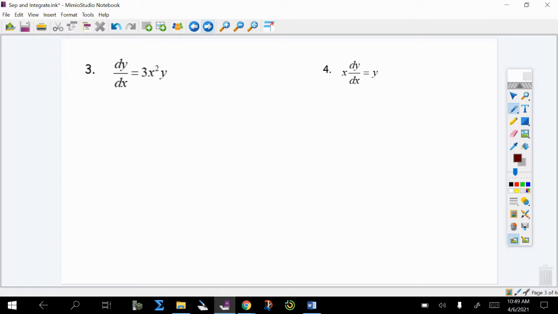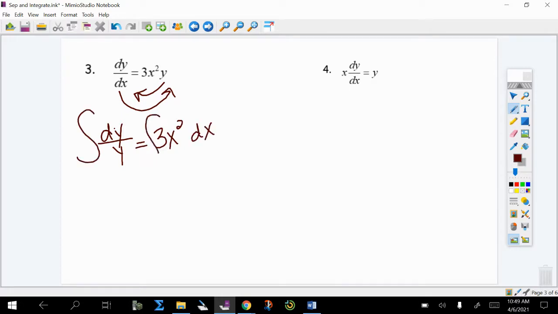All right, so the next one is actually really similar. I'm going to divide by y on this side, and I'm going to multiply by dx on this side. So I'm going to have dy over y equals 3x squared dx. We have separated, so now we integrate. Usually on a free response, you get 1 point just for separating, even if you have absolutely no idea how to integrate it. The integral of the y side is a natural log of y again. The integral of the x side ends up being x cubed.